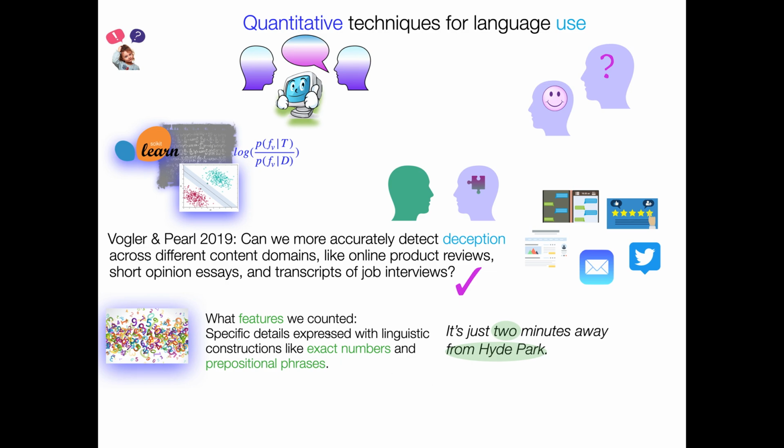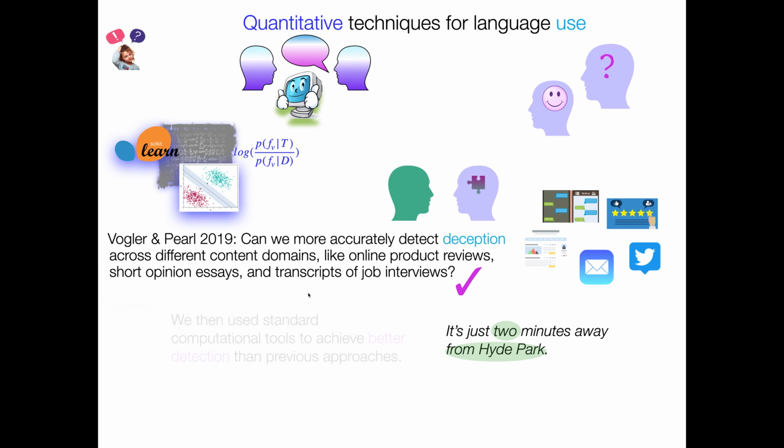So the features that we counted were these specific details expressed with linguistic constructions like exact numbers, the 2 in 2 minutes away, and prepositional phrases like from Hyde Park. Sort of giving you that extra detail, in this case about location. That's a specific detail. So these are the features that we counted, and then we again use standard computational tools to achieve better detection than previous approaches across these very different ways of expressing ideas.